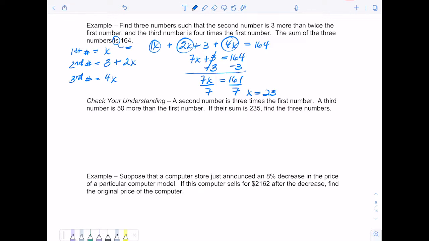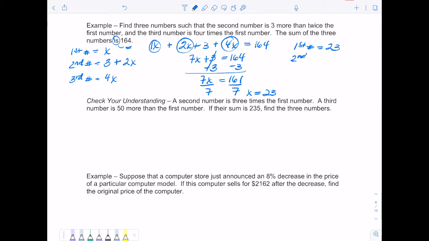Okay, now what is the problem asking for? It's not asking for x, it's saying find three numbers. So I need to figure out what those three numbers are. I'm going to take x and substitute it back in. My first number we said was just x. Well, x is 23, so my first number has to be 23.